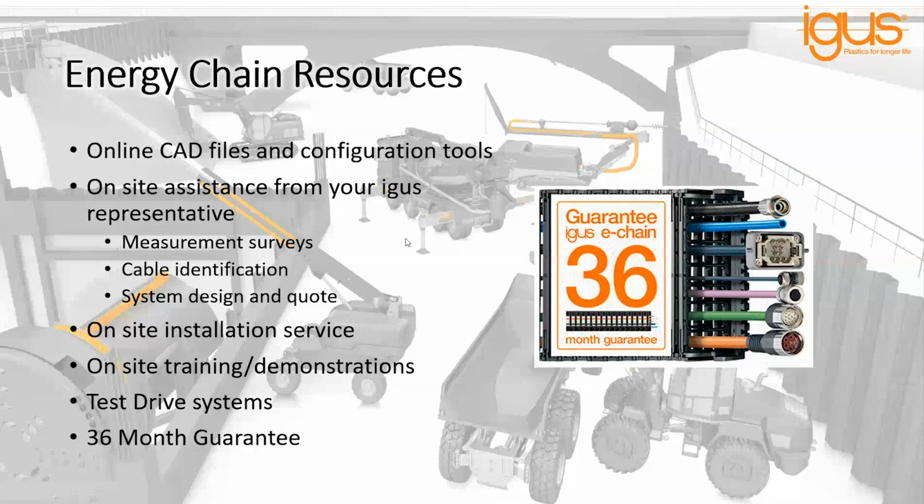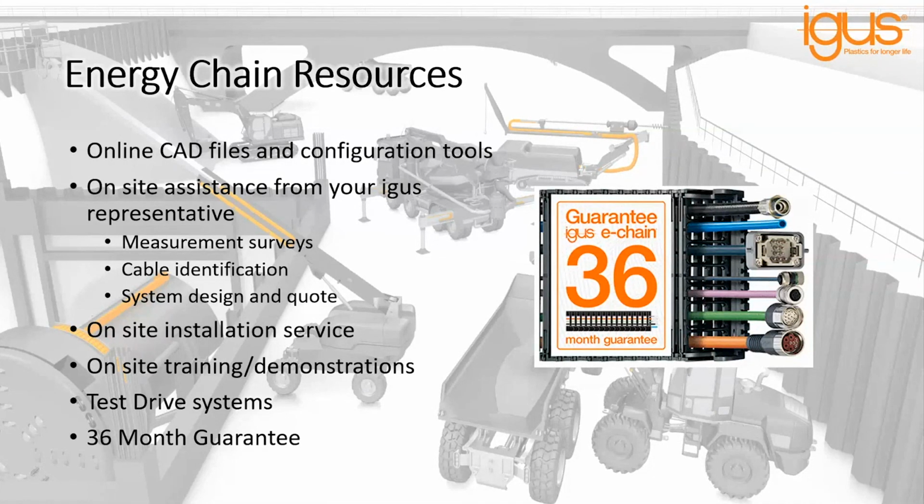So to wrap up, I'll just touch on some of the resources that igus is able to offer to support any initiatives that a customer may have to implement an energy chain. We offer online CAD files and configuration tools for all of our products, so it's very easy to configure the system that you need, download a CAD model and drop it into your machine. We offer on-site assistance from your igus representative. igus has representatives in all 50 states, as well as Mexico, Canada, and globally.